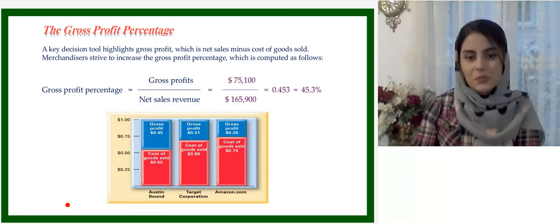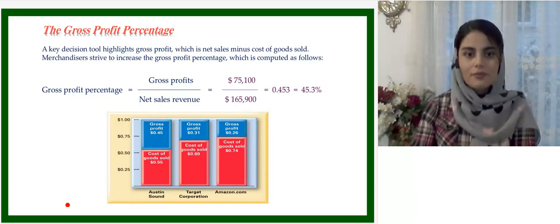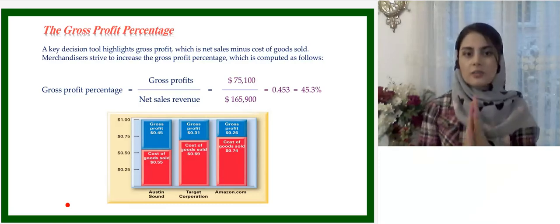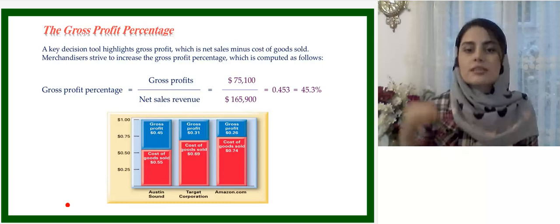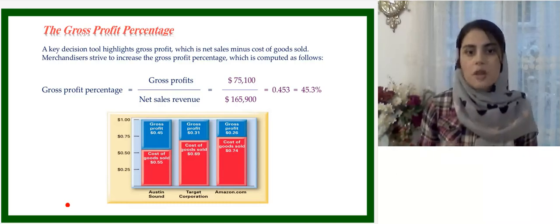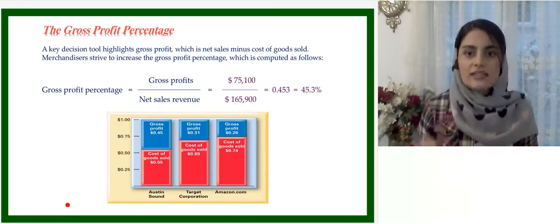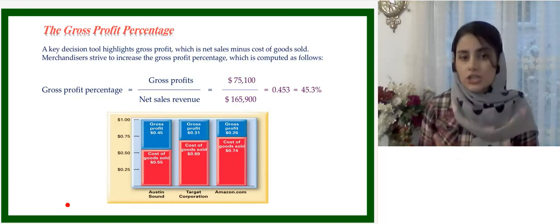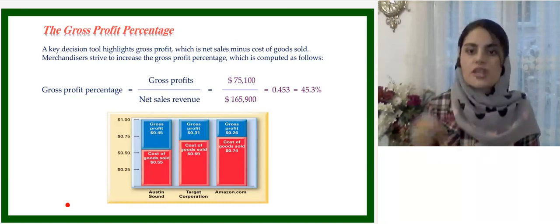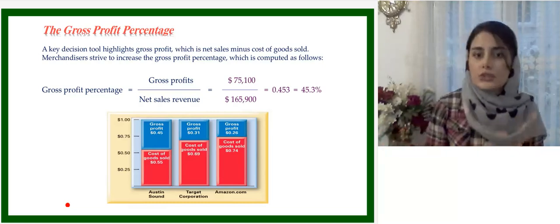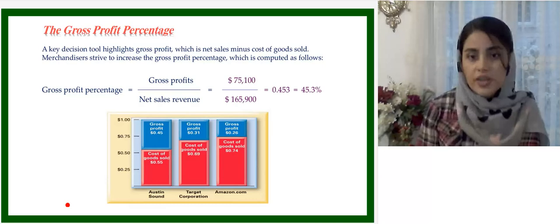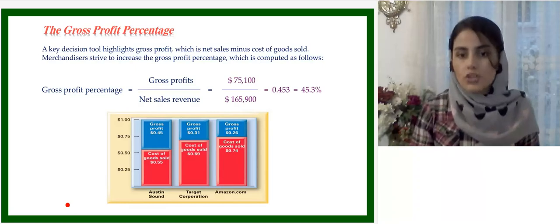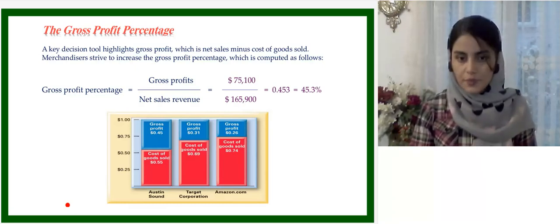Here we have the gross profit percentage. Merchandise inventory is the most important asset for a merchandising business. Owners and managers use several ratios to evaluate operations, among them the gross profit percentage and the rate of inventory turnover. The gross profit percentage is a key decision tool. It highlights gross profit, which is net sales minus cost of goods sold. The gross profit percentage, also called the gross margin percentage, is one of the most carefully watched measures of profitability.